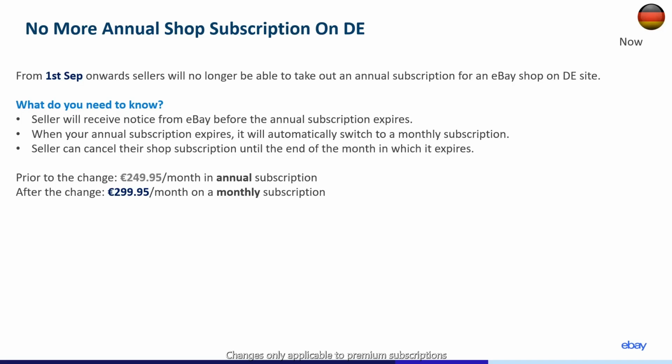You'll be receiving a notice from eBay before your annual subscription expires. When your annual subscription expires, it will automatically switch to a monthly subscription. If you wish to cancel your shop subscription, you will need to do so by the end of the month in which it expires.